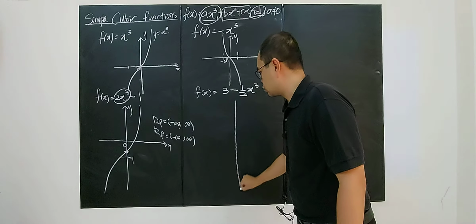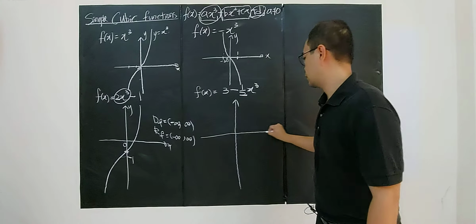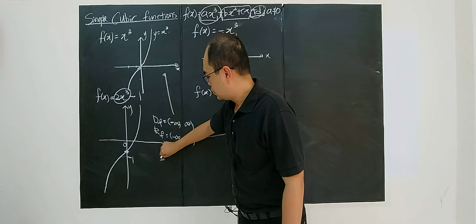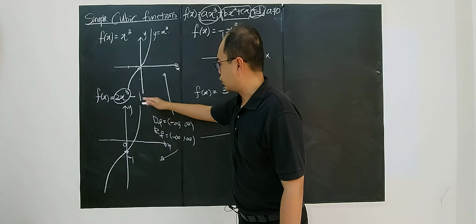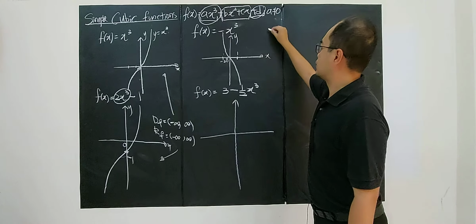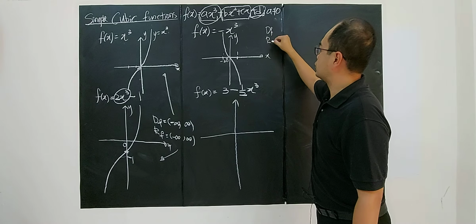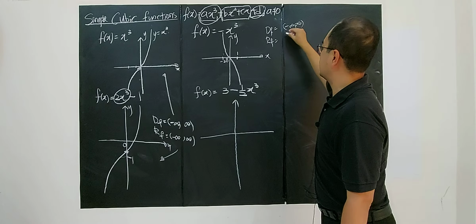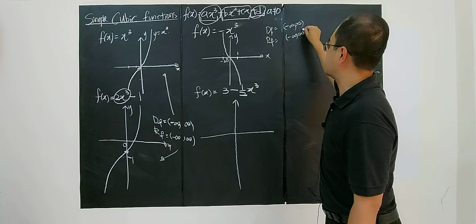This shape is also the same. The domain and range for these two graphs are the same. For this case, the domain and the range are both negative infinity to infinity.